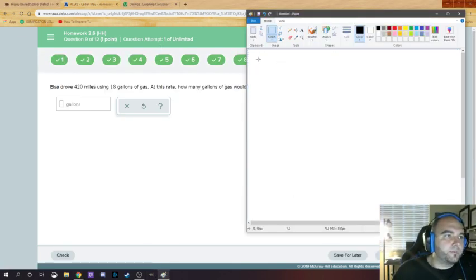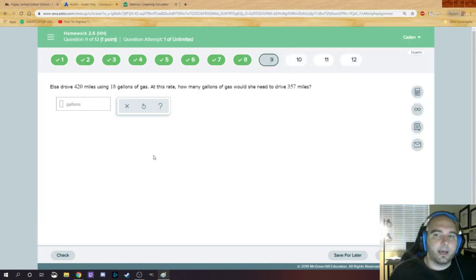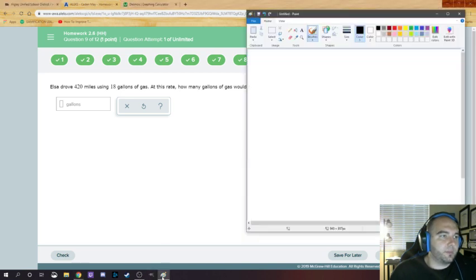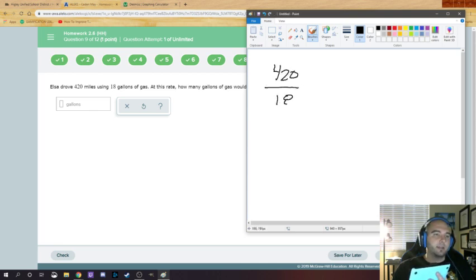Okay, another one. Somebody drove 420 miles using 18 gallons of gas. How many gallons of gas would they need to drive 357? So I'll set it up the same way. As a student, you might do this. You might say 420 miles is for 18 gallons of gas. Then you have to be careful. I put the miles on top. They said 357 miles. So I'm going to make sure I write 357 on the top here over x, because I don't know how many gallons it was with that.